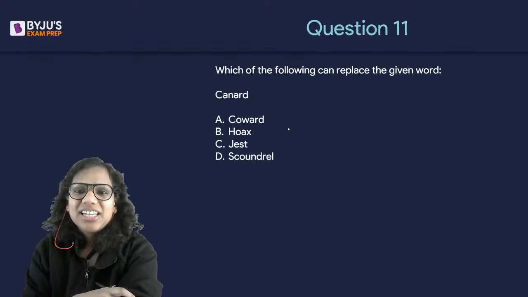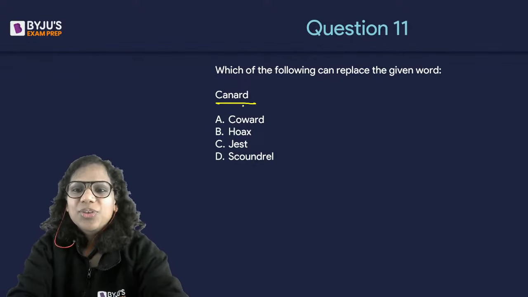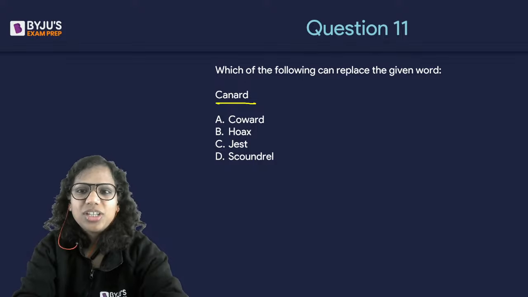All right. Let's see this one. What do you say? Canard. What does it mean? Replace it. Synonym. I want a synonym. Last question for the day. I want your enthusiasm. Come on.